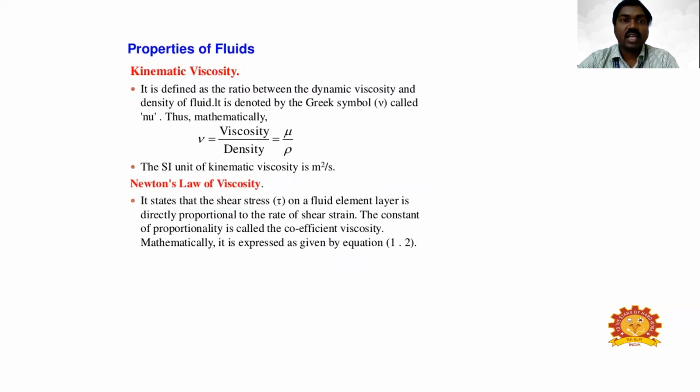So next one is the kinematic viscosity. It is defined as the ratio between the dynamic viscosity and the density of the fluid, denoted by the Greek letter nu. Mathematically, nu equals mu by rho, where rho is the density. Its unit in SI is meter square by second, that is, meter square per second.